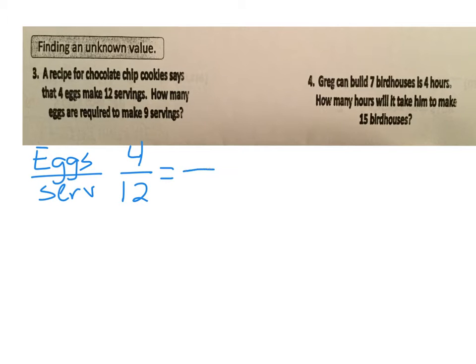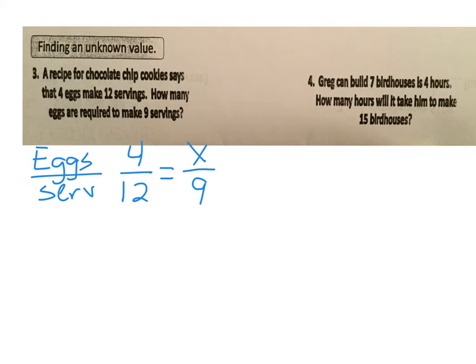So in this problem, you should recognize that you are comparing two things, eggs and servings. Go ahead and write it as a ratio, and then you compare. Eggs was 4 and servings was 12. So if you write your second ratio that is supposed to be proportional, how many eggs is your question? And that would be 9 servings.